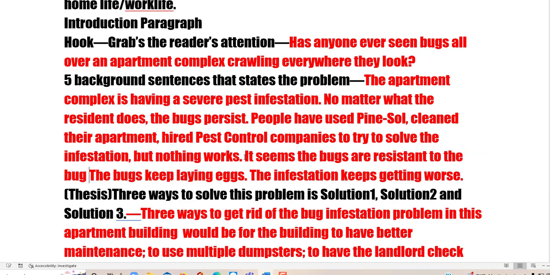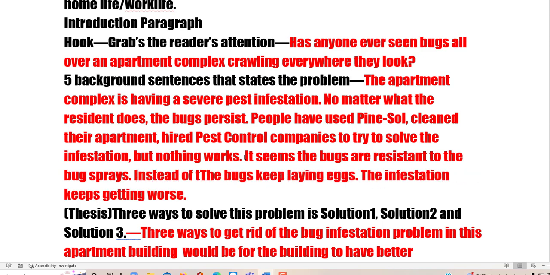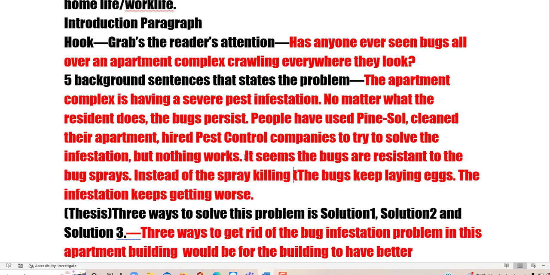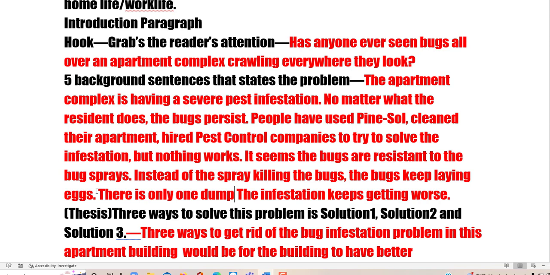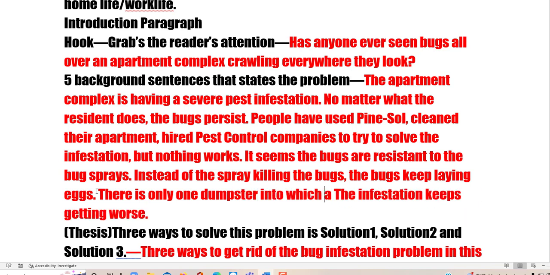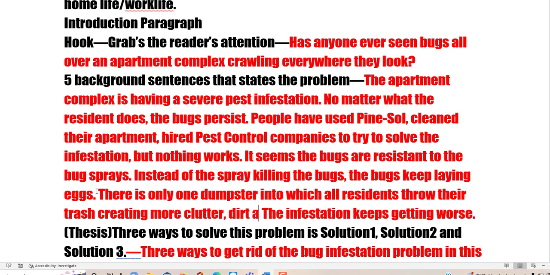To the bug sprays. So instead of the spray killing the bugs, they keep laying eggs everywhere. So here you have the problem of too many bugs. There is only one dumpster, into which all residents throw their trash, creating more clutter, dirt, and bugs.